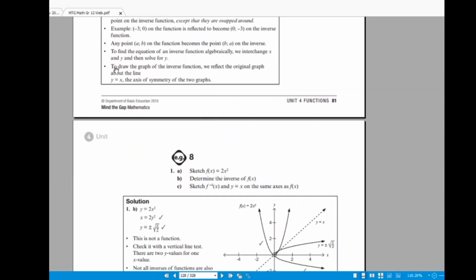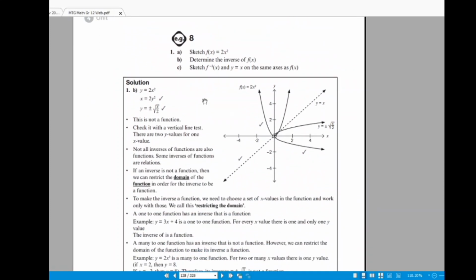Okay, and then to draw the graph of the inverse function, we reflect the original graph about the line y equals x. That is the axis of symmetry of the two graphs, right? When you're reflecting the function about the line y equals x, you will simply be swapping the x and y coordinates, right?